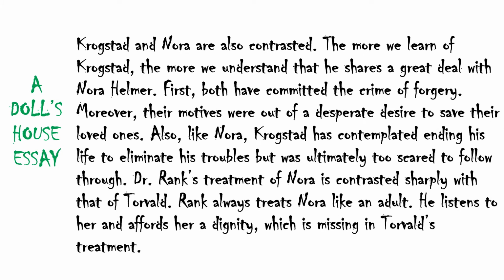Krogstad and Nora are also contrasted. The more we learn of Krogstad, the more we understand that he shares a great deal with Nora Helmer. First, both have committed the crime of forgery. Moreover, their motives were out of desperate desire to save their loved ones. Also, like Nora, Krogstad has contemplated ending his life to eliminate his troubles but was ultimately too scared to follow through.